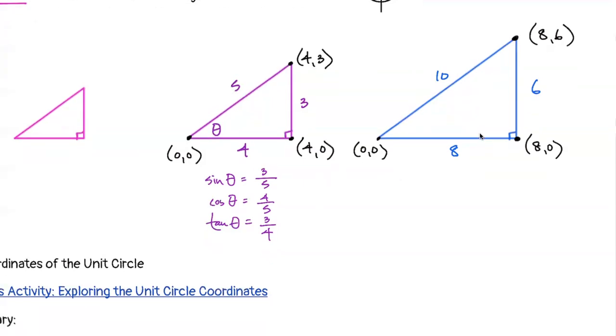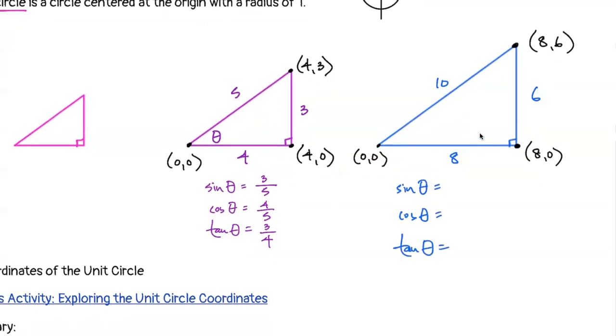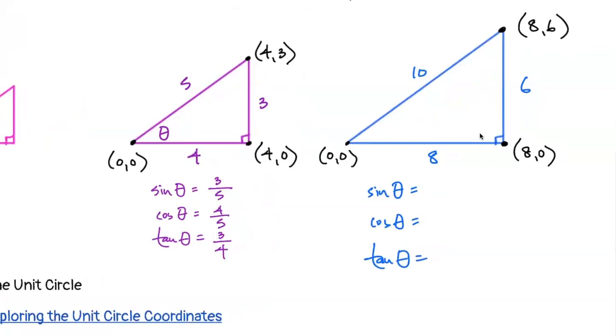Now, real quick, let me ask you the same 3 questions. Sine theta, cosine theta, tangent theta. What do we get? It will be the same as the previous example. If we use the numbers we're given, sine would be 6 over 10, but like we did last week, we should reduce and we'll get the same thing. Cosine is going to be 8 over 10, but if we reduce, we get 4 over 5. And then tangent, we get 6 over 8, but if we reduce, we get 3 over 4.